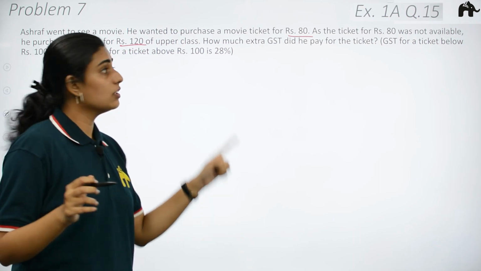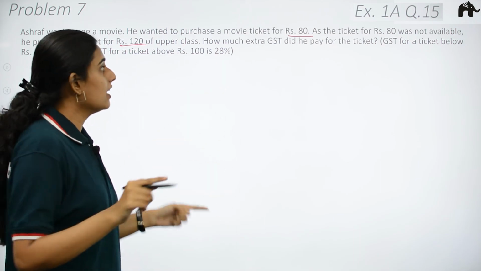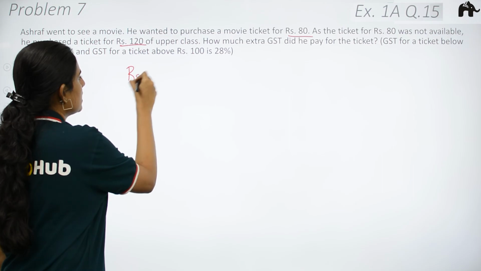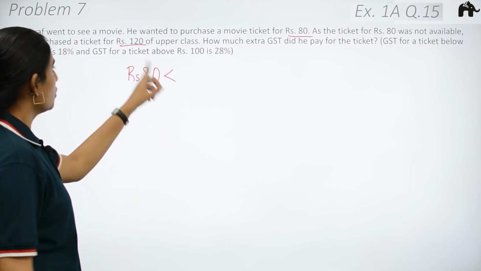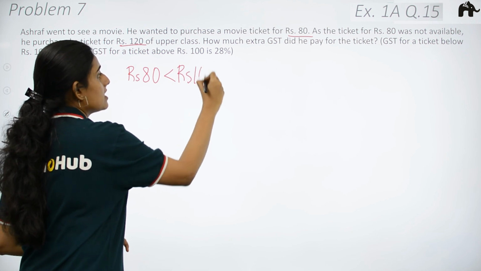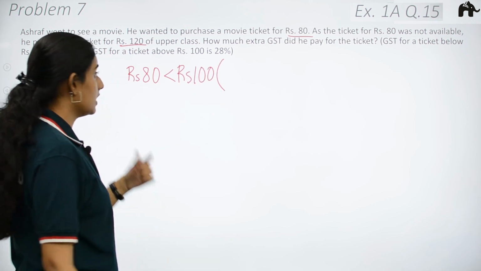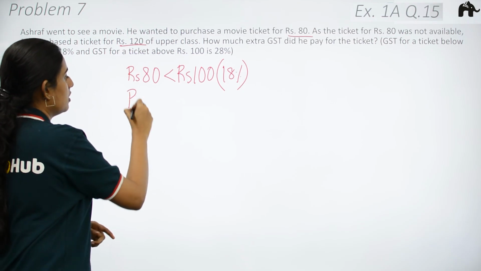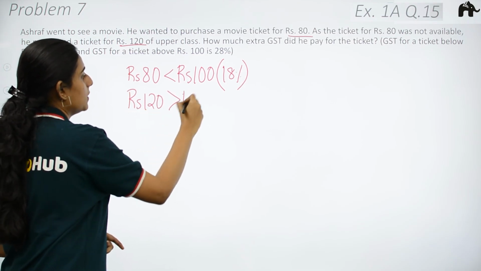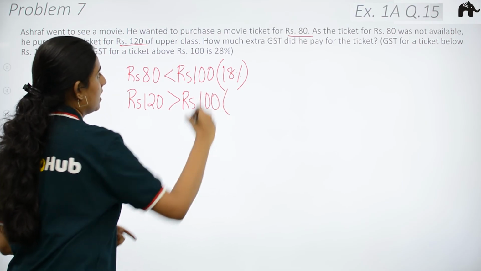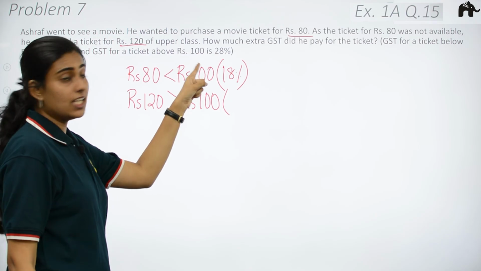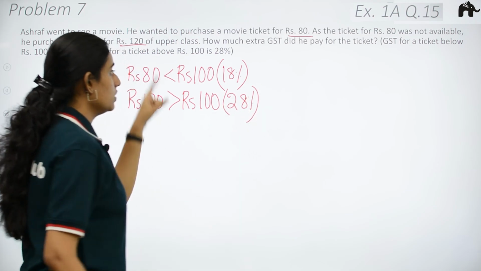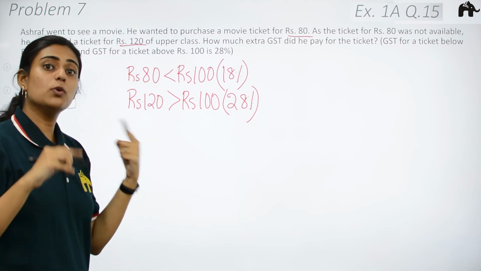Here Ashraf wanted a rupees 80 movie ticket, but since the ticket was not available, he had to buy rupees 120 ticket. Rupees 80 we know is less than rupees 100. In that case, what is the GST? GST will be 18%. But rupees 120 we know is greater than rupees 100. In case of rupees 120 is greater than rupees 100, GST will be 28%. So we need to find the tax amount in both the cases.